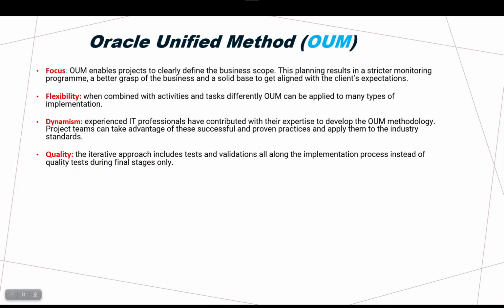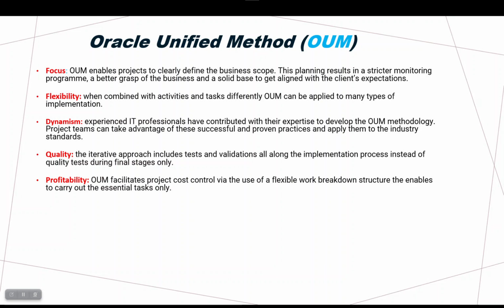Quality, through an iterative approach. Iterative means that you can repeat the same steps to get the best quality, and this iterative approach includes more testing and more validations all along the implementation process, instead of quality testing during the final stages only. Next point, profitability: it facilitates project cost control via the use of a flexible work breakdown structure that enables you to carry out essential tasks only.